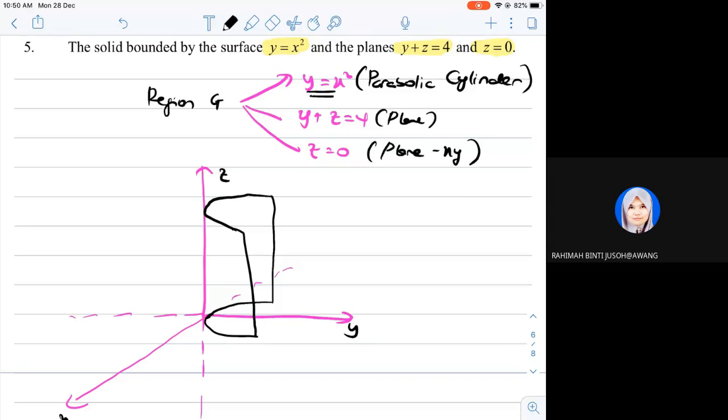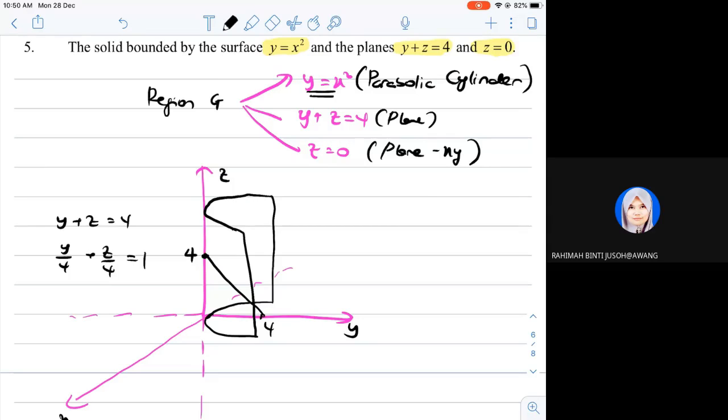Okay, next, y plus z equals to 4. Okay, so y plus z equals to 4. Of course, we're using the intercept form. We will have y over 4 plus z over 4 equals to 1. So let's say here is 4 and here is 4. So we will have this.